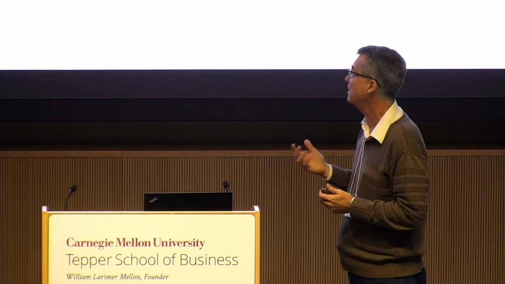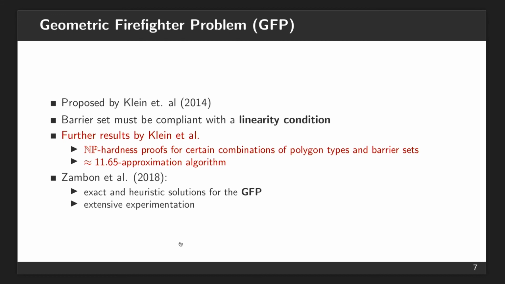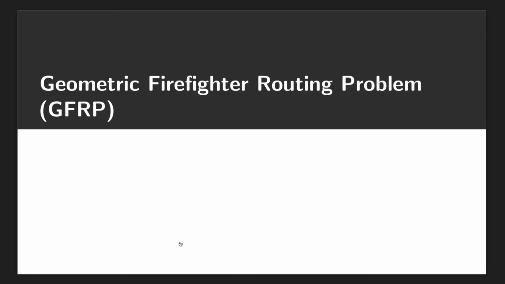In their paper, Klein and co-authors have some NP-hardness proofs for many different kinds of polygon types and barrier sets. And they have an approximation algorithm with a very large constant. We also studied this problem from an ILP point of view. And we did a lot of things like the ones that I'm going to present to you for another version of the problem.